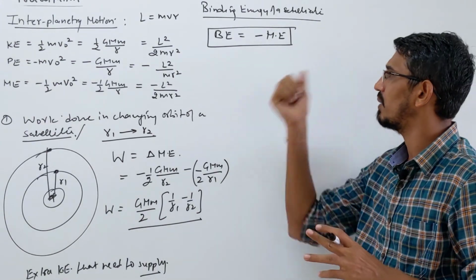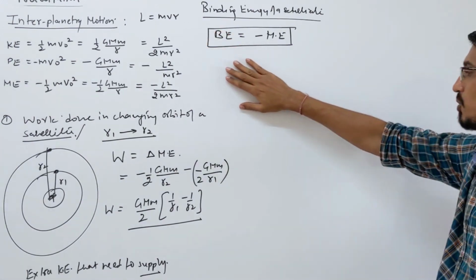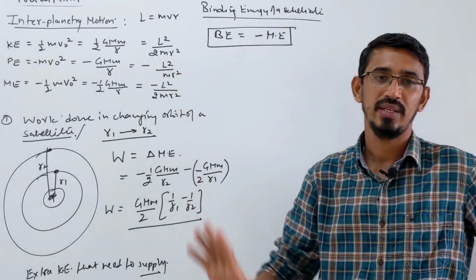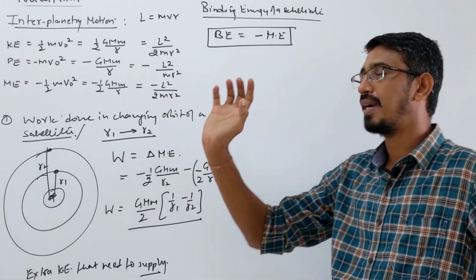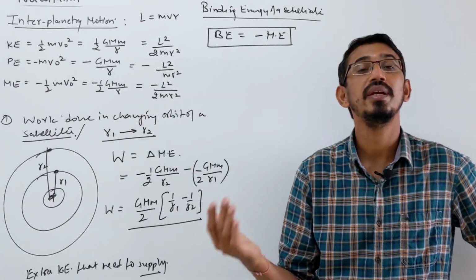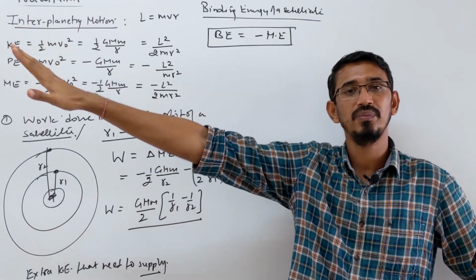This thing I will talk about theoretically in the next topic, satellites. So look here, binding energy: if they ask you what is the binding energy of a satellite, it is simply equal to minus of the mechanical energy. That much energy we need to supply. Or in other words, they will say that a satellite is moving around a planet, how much kinetic energy we need to supply to take this satellite infinitely far away from that planet.